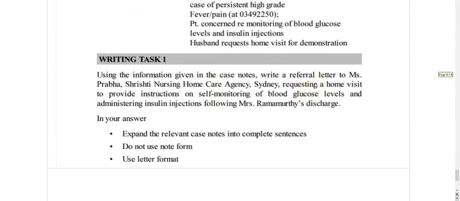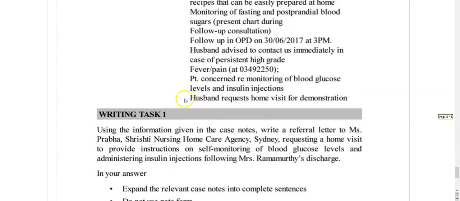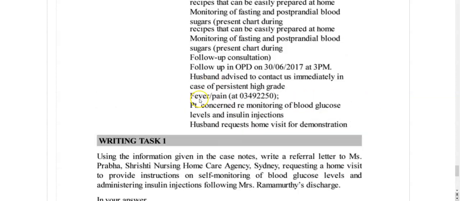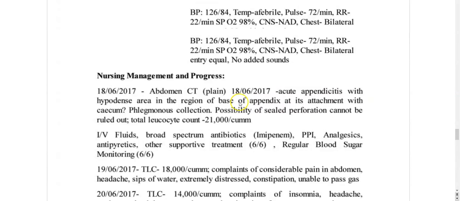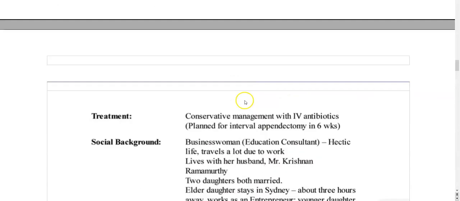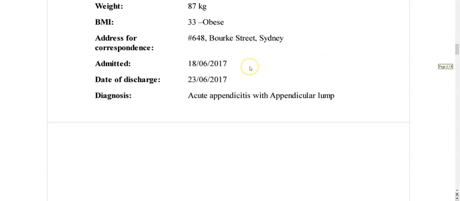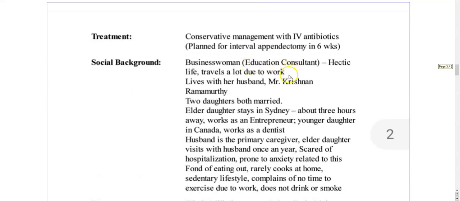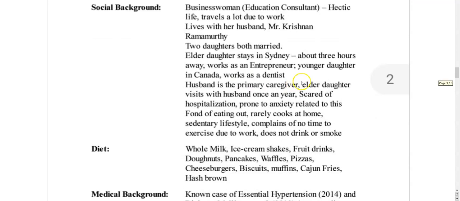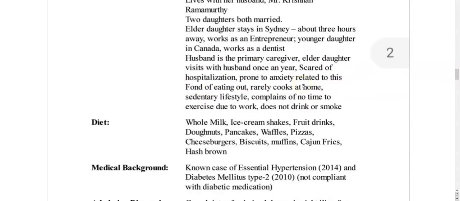So home visit. We want somebody to go to this person's home and give them some instructions how to monitor, how to administer insulin. The husband wants a home visit because he's not sure. He's the primary caregiver, I seem to remember. Let's have a look. Just look at all this detail. So she lives with the husband. Yeah, that's it. Husband, primary care. So all this other stuff about the family, irrelevant. The husband's the only one there, primary care.